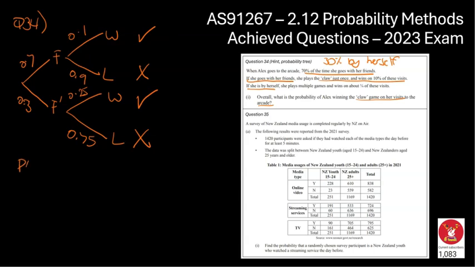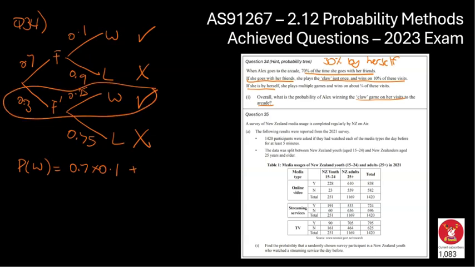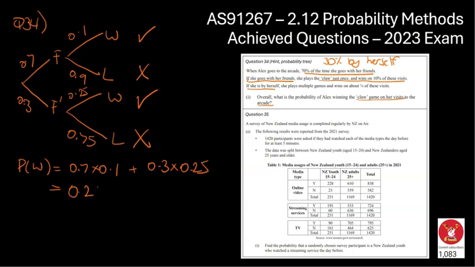So the probability of a win is going to be equal to the first branch, which is 0.7 times 0.1. And then we're going to have to add on the probability of the second one. So that's 0.3 times 0.25. And plugging that straight into my calculator, I got a probability of 0.925. So roughly 30% of the time, Alex is going to come away from the claw game with a win.